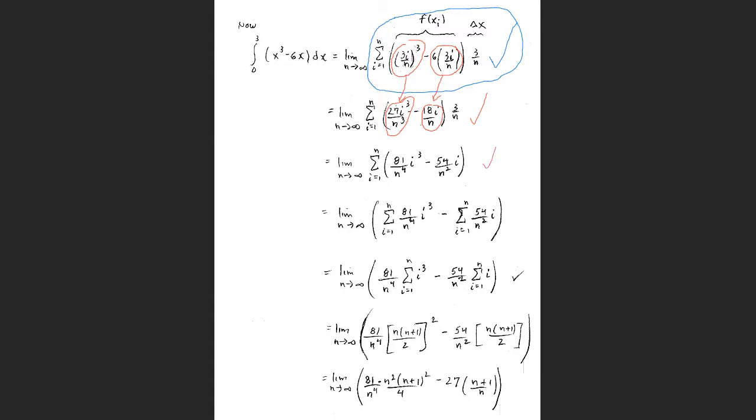Okay, well now let's talk about this step here. How do I go from the second step to the third step? Well, the 3 over n, which is the delta x, I'm going to distribute to the two terms inside the parentheses. If I do that, that's going to get me 81 over n to the fourth times i cubed minus 54 over n squared times i. Are there any questions so far?